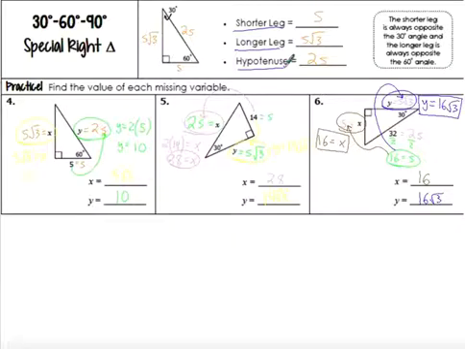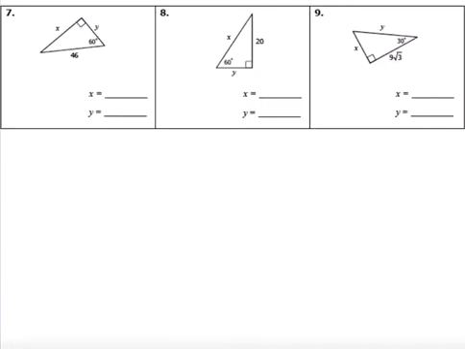Next, we're going to do one that involves rationalizing the denominator. So let's find one that looks like that. So let's look at number 8.